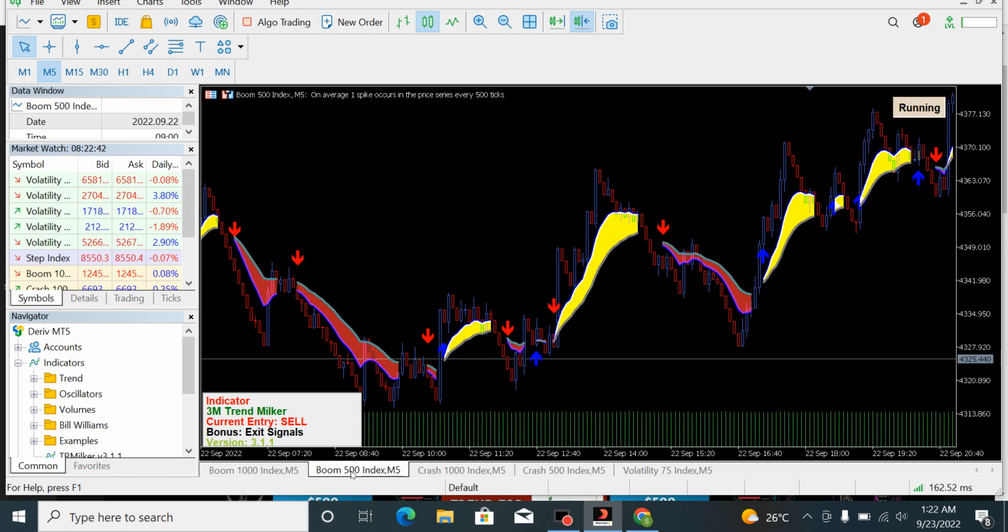For instance, for boom, when the market is on a downtrend, you don't need to think of trading spikes, because most support zones can be broken around that time. The market is not in favor, the trend is not in favor of spikes at that particular point.